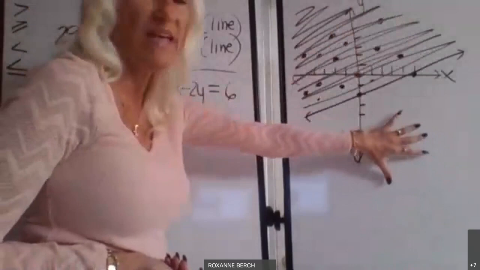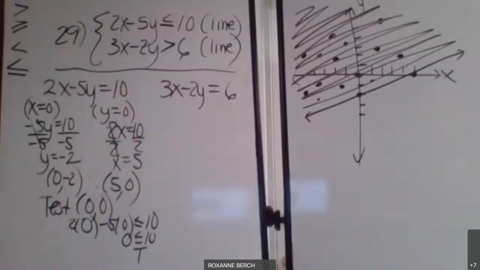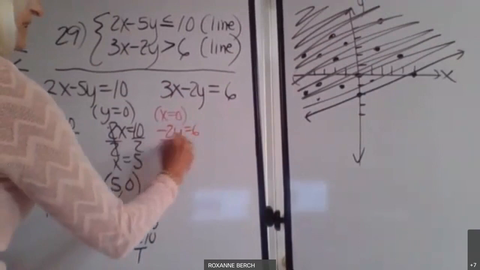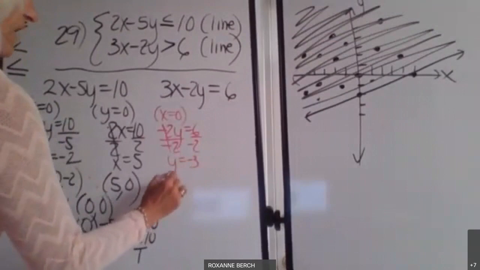Yeah. And let's do another one. We'll do the next one. It means a different color. All right, same thing with this one. I'm going to set x equal to 0. When you set x equal to 0, you get negative 2y equals 6. Divide by negative 2, y is equal to negative 3. So we found the y-intercept, 0, down 3.